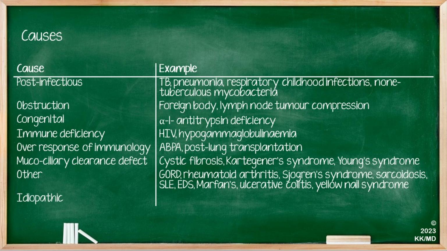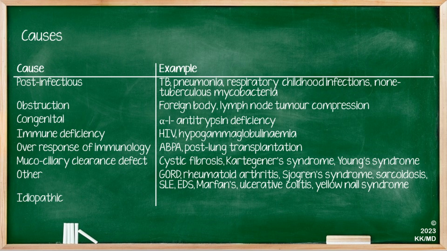So beginning with post-infectious causes, and these include tuberculosis, common respiratory childhood infections, and non-tuberculosis mycobacteria. The second cause is obstruction, and this includes a foreign body, a lymph node, or, for instance, a tumor compressing. Third one is congenital causes, and that includes alpha-1 antitrypsin deficiency. Fourth one is immunodeficiencies, such as HIV and hypogammaglobulinemia.